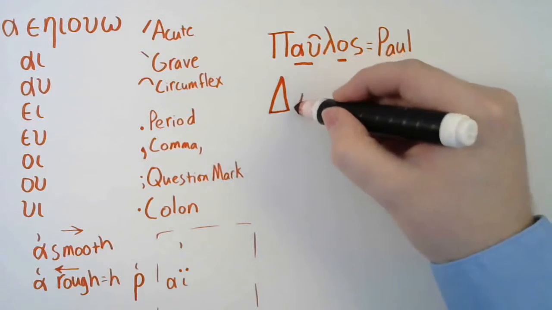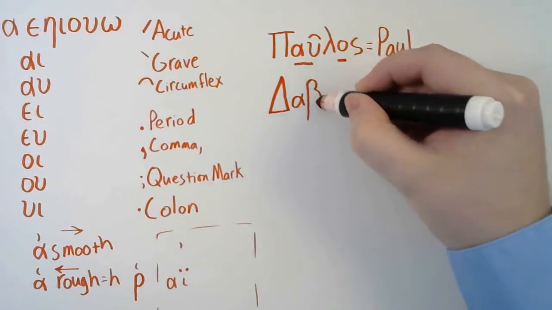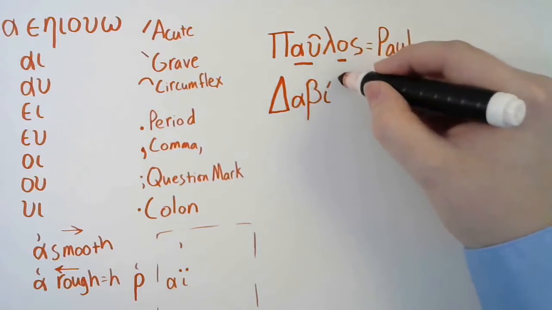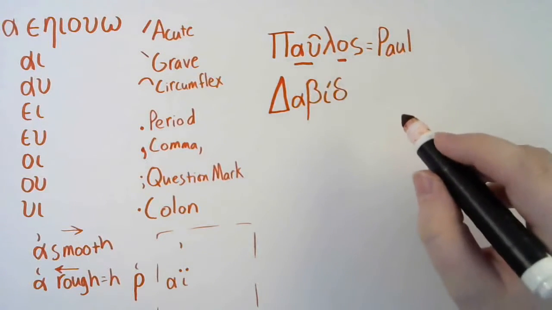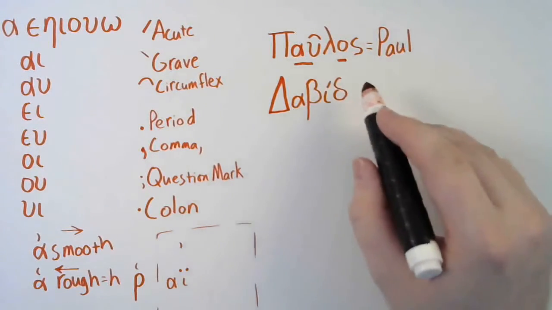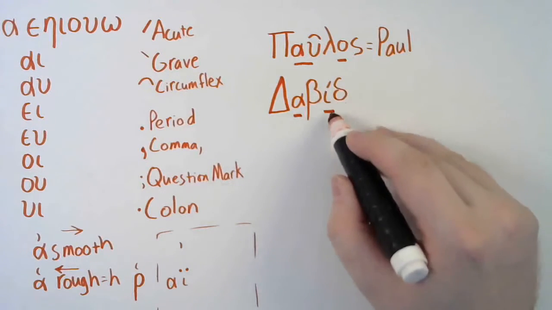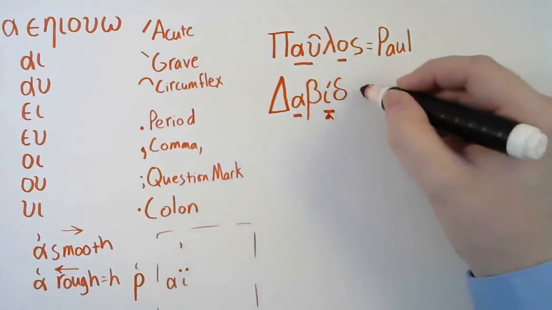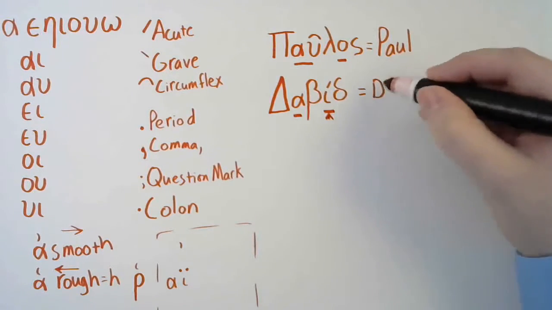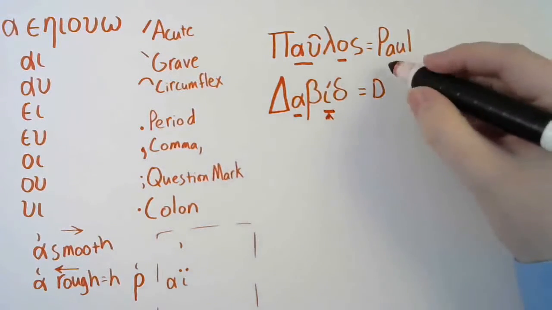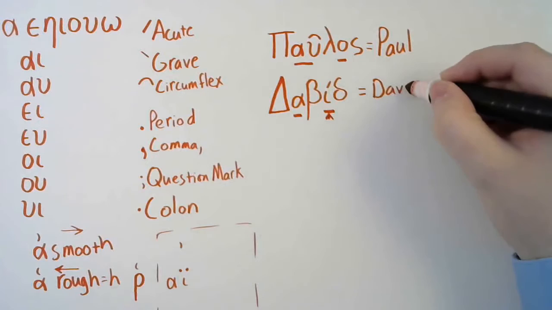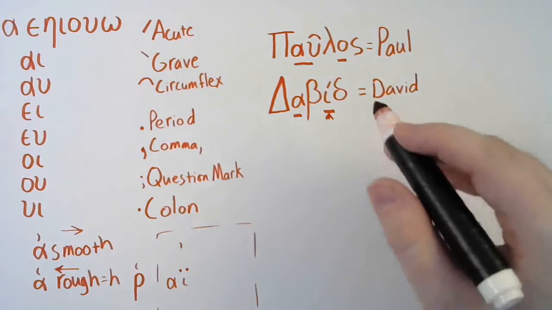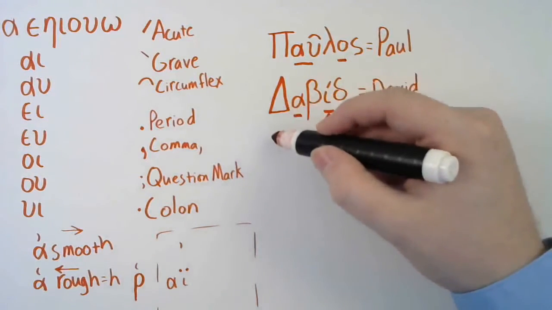Next up, delta, alpha, beta, iota with an accent, an acute one, I believe, and lowercase delta. So, how many syllables? 2, and the emphasis is on this one. So, David. David is one of the Greek spellings. David's name is spelled differently a few times. Of David.